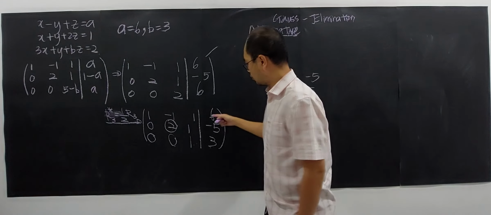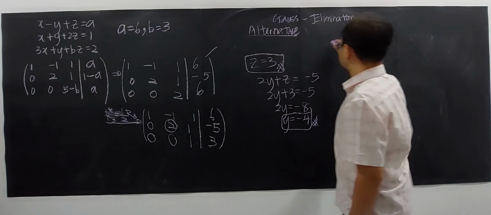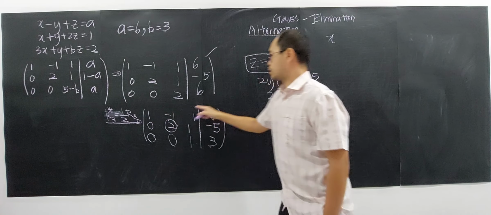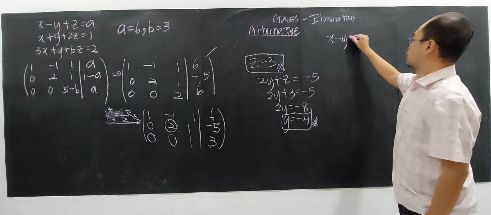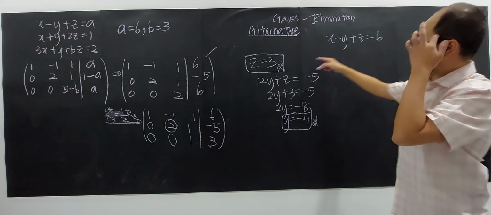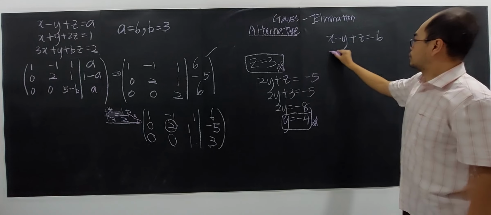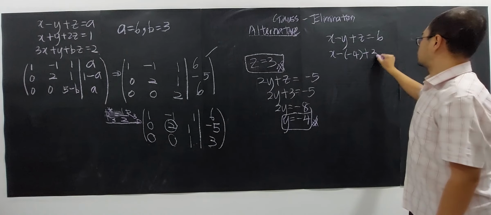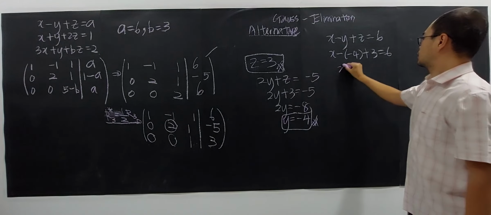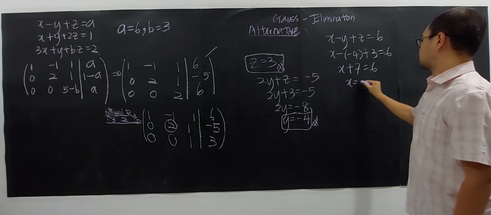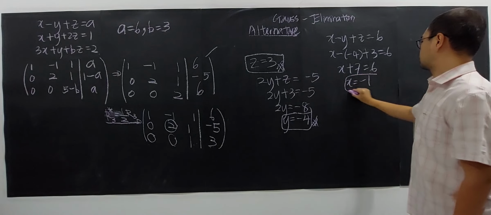Now you go for the first row. So where you have x, this is x minus y plus z equals 6, right? You know the value of z and y, right? x minus negative 4 plus 3 equals 6. So from here you have x plus 7 equals 6, and 6 minus 7 you have negative 1, right?